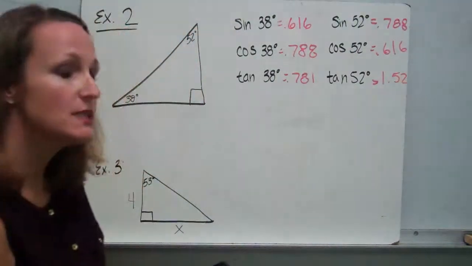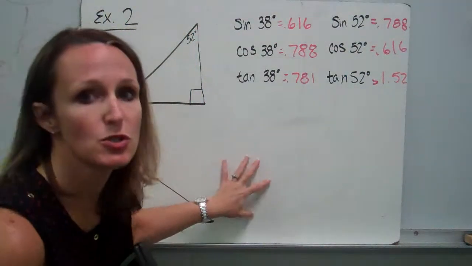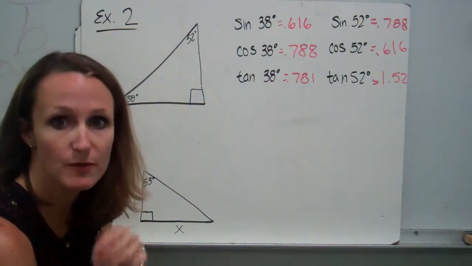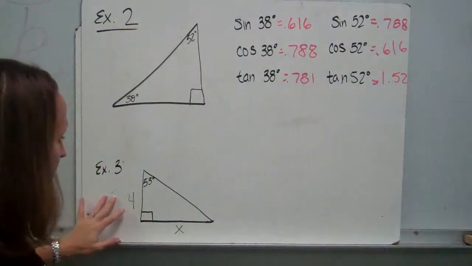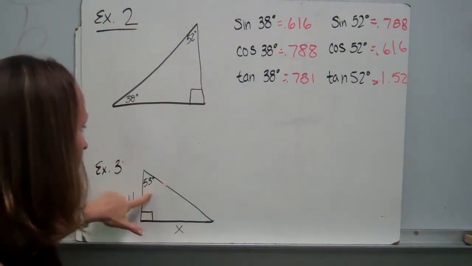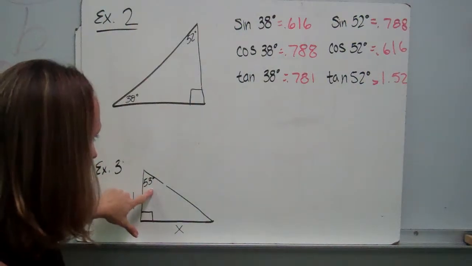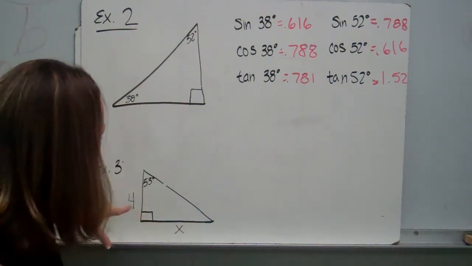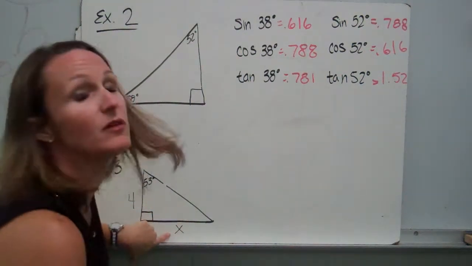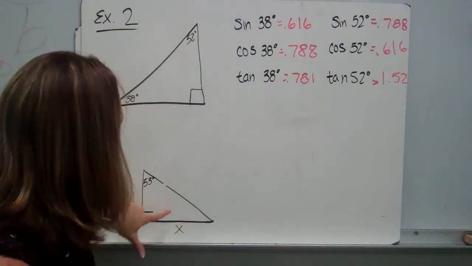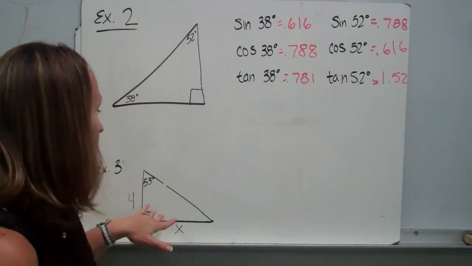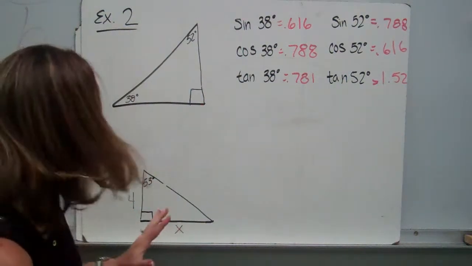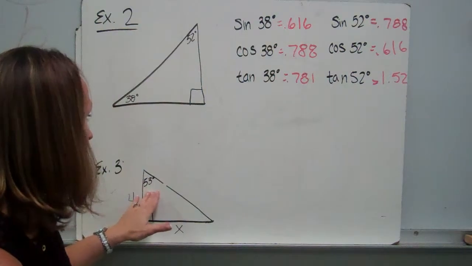Okay, so how do we use these numbers? Well, we can use them to solve and find missing pieces and or missing angles of right triangles. So let's look at this example 3. We have an angle, 53 degrees, we have a right angle, we have a side of 4, we have an x. So let's see, we know two sides but not the hypotenuse. So when we know two sides but not the hypotenuse, we're dealing with tangent, and we know an angle measurement.